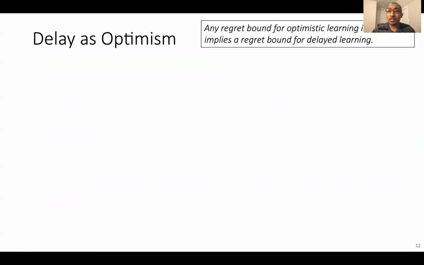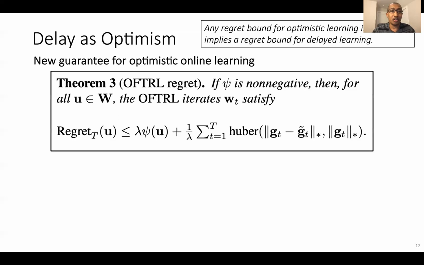So what value is this reduction? Well, this delay-as-optimism reduction tells us that any regret bound we can derive for optimistic learning immediately implies a regret bound for delayed learning. So let's start by considering a new guarantee that we've derived for optimistic online learning. Here's the theorem. It gives you a bound on the regret of optimistic FTRL. And you could do the same for optimistic mirror descent.